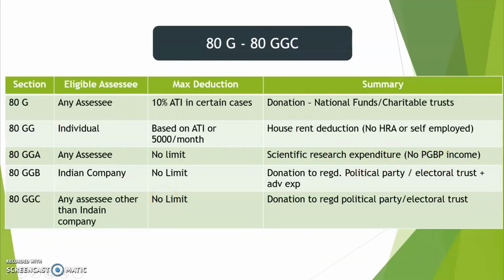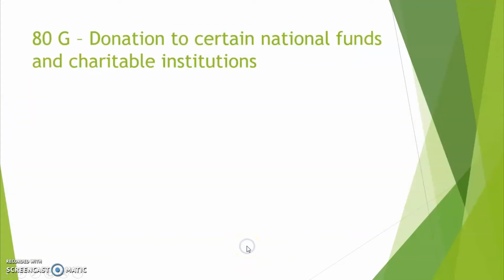No limit for that. 80GGB and 80GGC are regarding donations that an assessee makes to political parties or electoral trusts. The only difference is that GGB is for Indian companies and GGC is for any assessee other than an Indian company. And one other difference is that under GGB, Indian companies can make a deposit or a donation to advertisement expenses for political parties, whereas individuals or other assessees cannot. And again, no limits. Alright, so let's start with 80G.